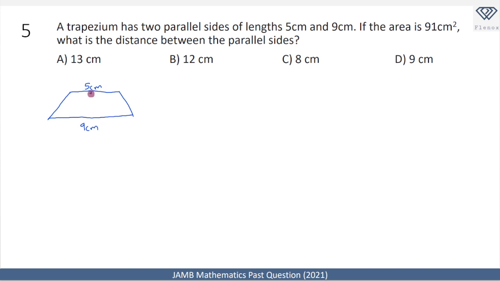In other words, we have been told to find the height of the trapezium. So you have to be very careful or smart in that they might twist the wording of the question. But once you understand that the distance between the 2 parallel sides just means the height, then it makes sense that this is a very simple question. So we know that the formula for calculating the area of a trapezium is half times (a plus b) times the height.